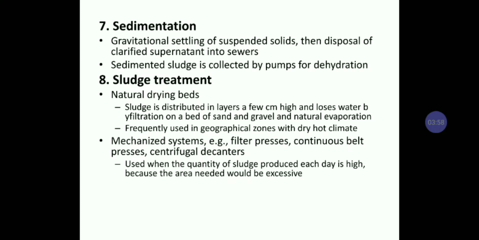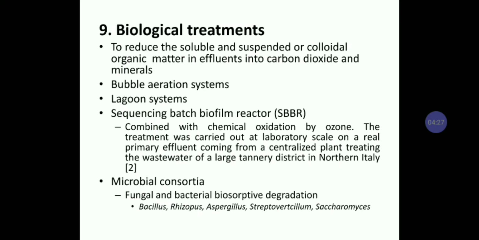In natural drying beds, the sludge is distributed in layers a few centimeters high and loses water by filtration on a bed of sand and gravel and natural evaporation, and it is frequently used in geographical zones with a dry hot climate. Mechanized systems are used when the quantity of sludge processed each day is high, because the area needed would be expensive. The ninth method is biological treatment.